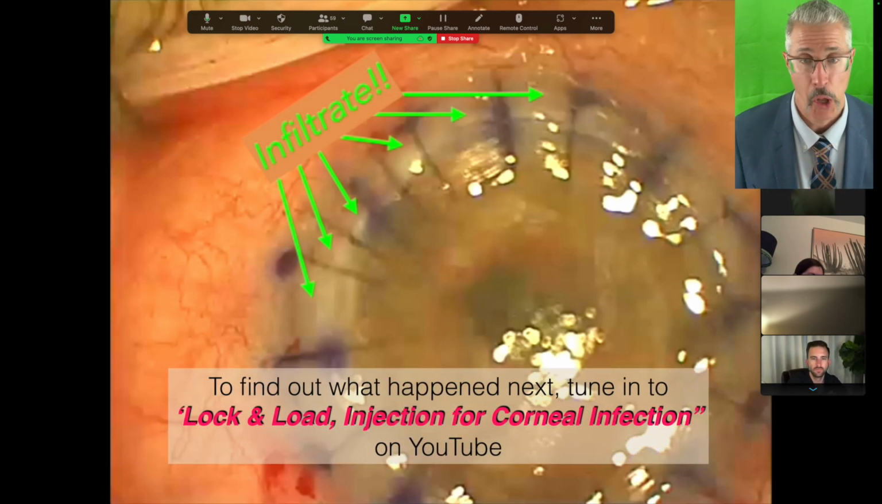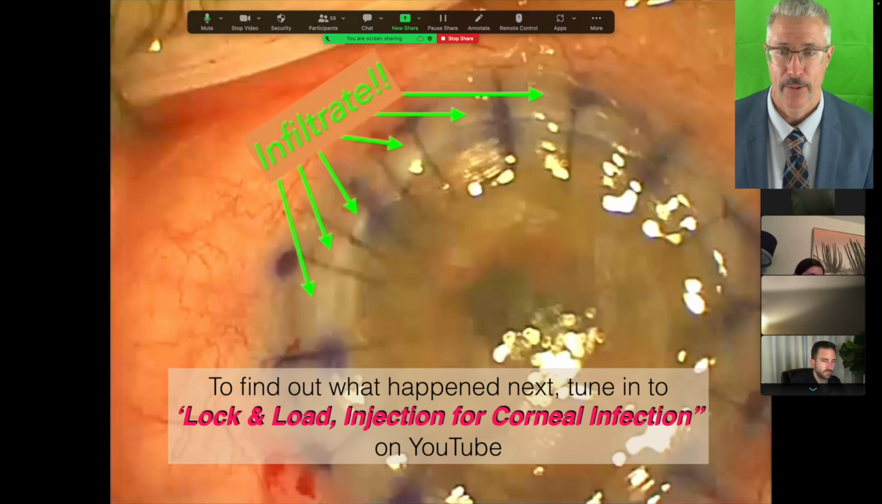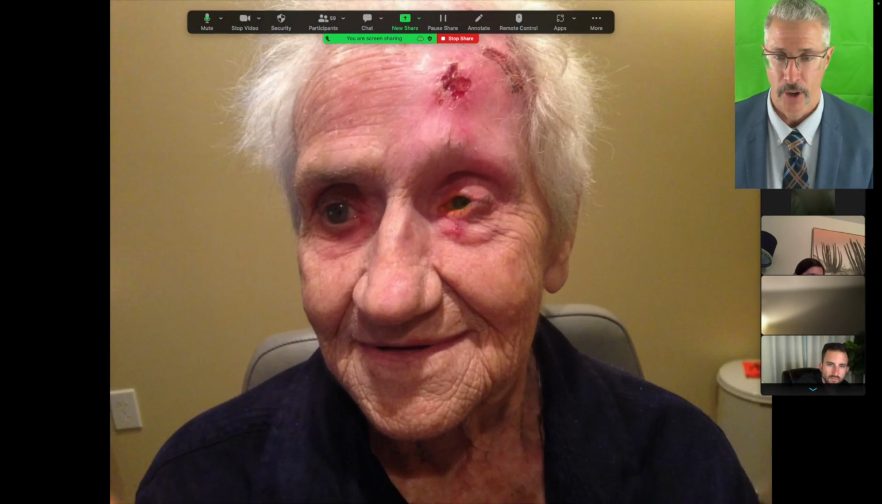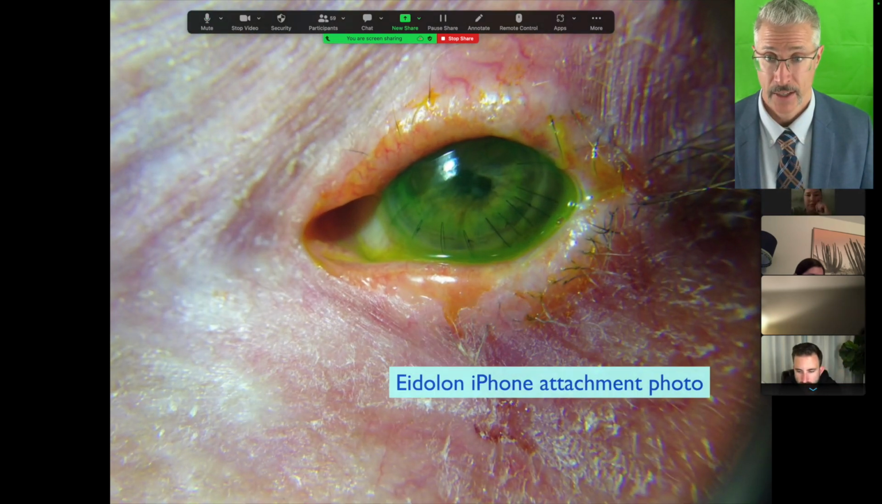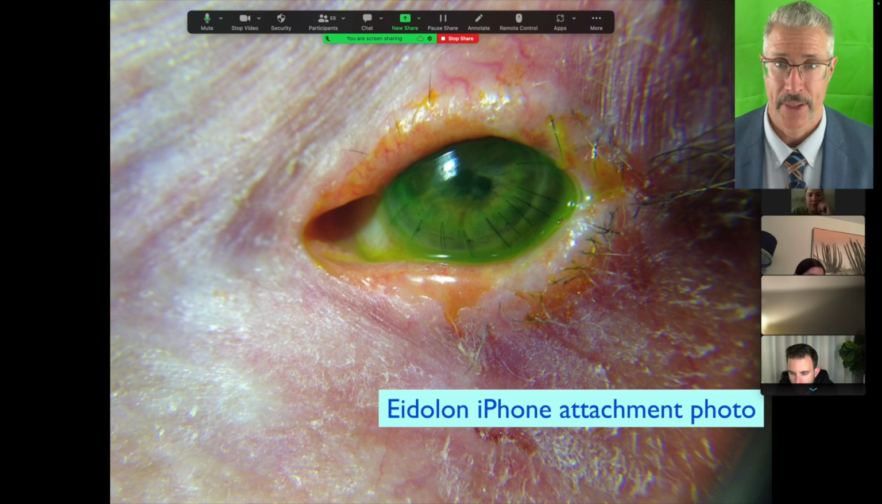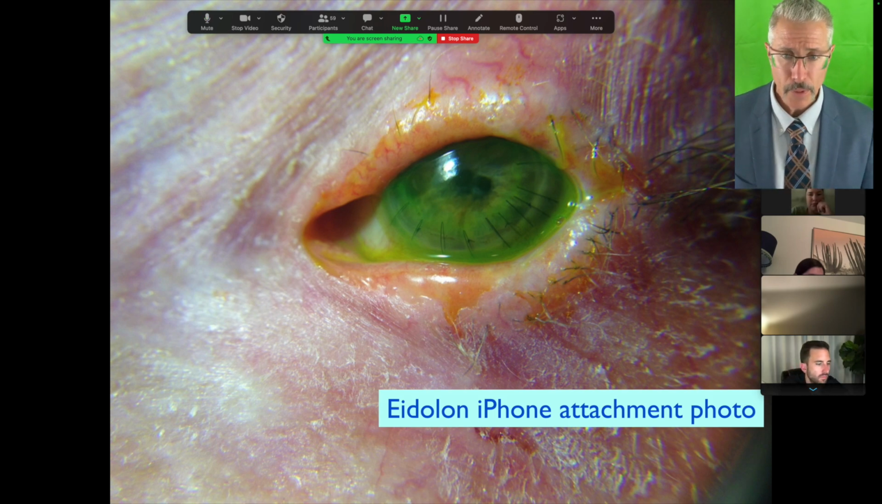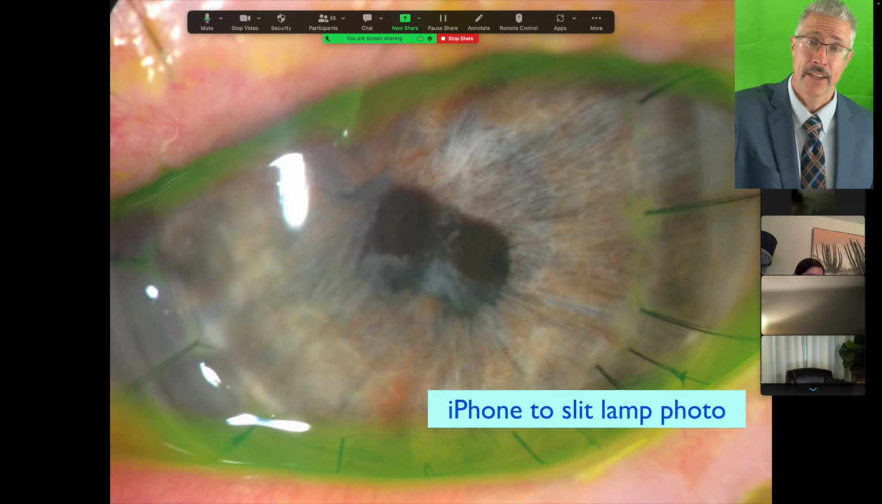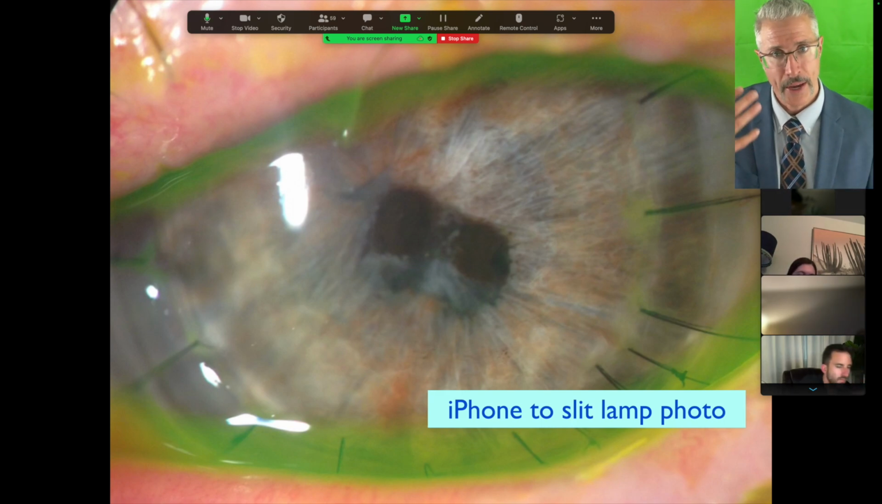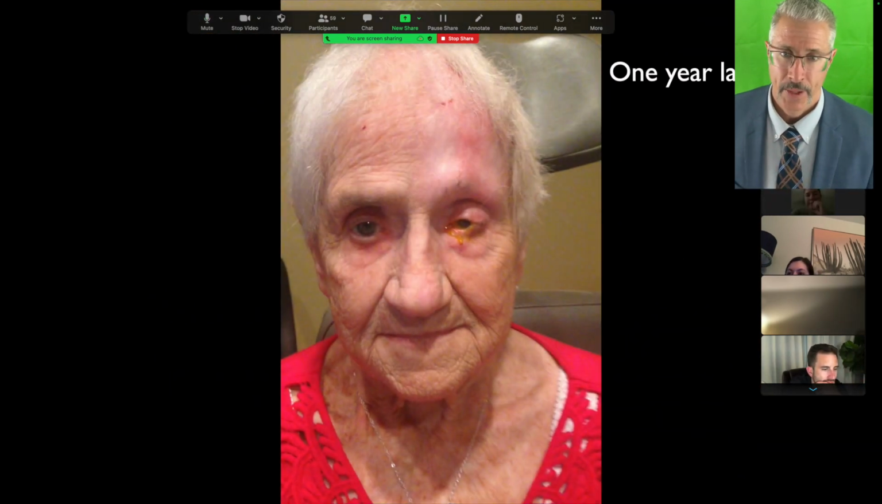You can watch it on Lock and Load if you want to see what happened. And anyway, we did that for her. She healed. I gave her a permanent tarsorrhaphy because I'm never going to want that to open up, because you need extra protection. But she was doing great. Her cornea was lasting. She had a little bit of sneaky cataract in her lens from all the inflammation. But here she is a year later, still thriving.